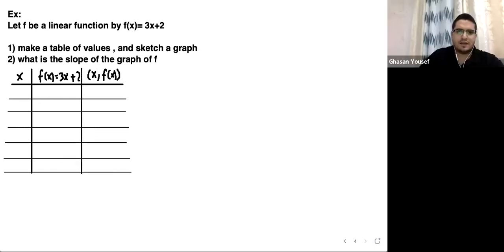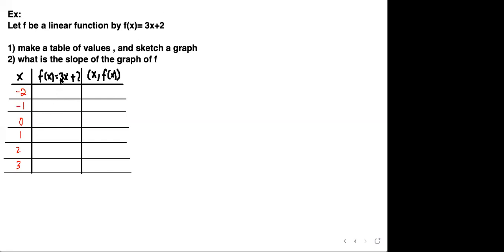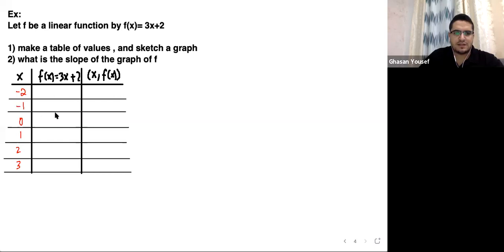Okay, for x, I'm going to choose negative and positive points. So I'm going to use -2, -1, and 0, and 1, 2, 3. What is the value when I plug in the 0? What's f of x here? 2. 0 times 3 is 0 plus 2 is 2, correct. So the point here is 0, comma 2.